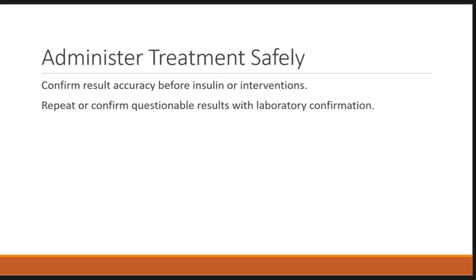For high glucose levels, the treatment option is usually to administer insulin or other types of interventions. Before administering insulin or initiating other glucose-related treatments, the nurse should verify that the test result is accurate and consistent with the patient's clinical presentation. If the result is unexpected or questionable, repeat testing or get laboratory confirmation whenever appropriate before treatment is initiated.